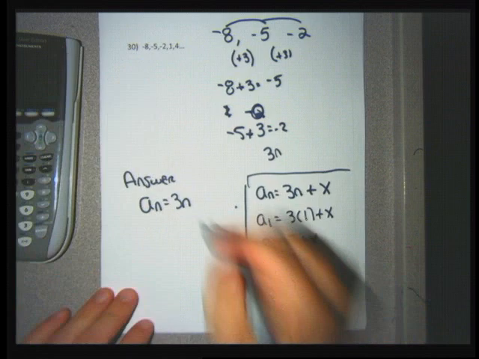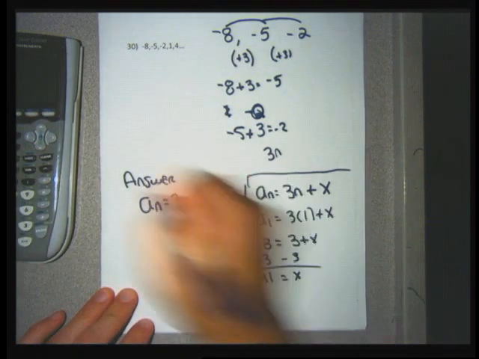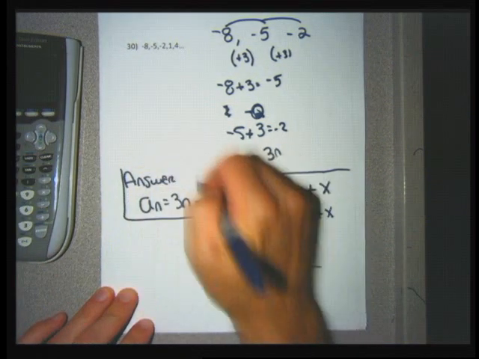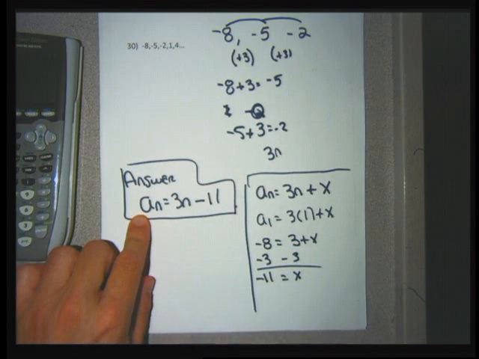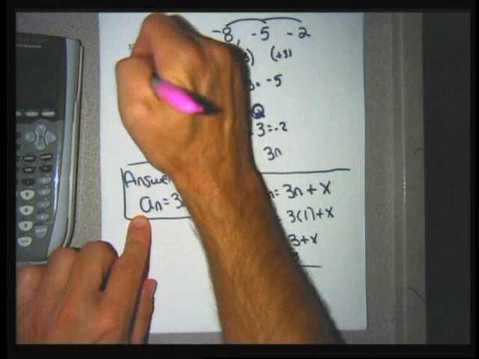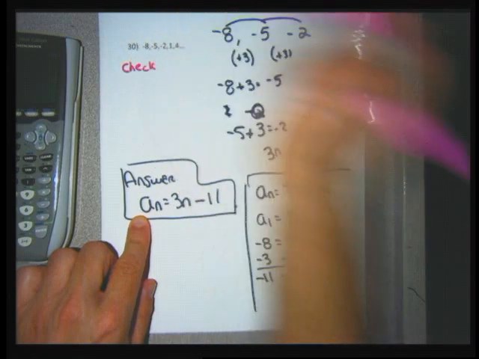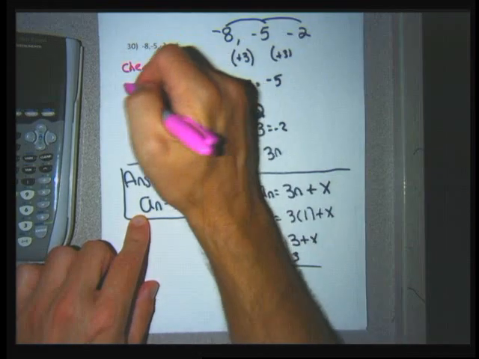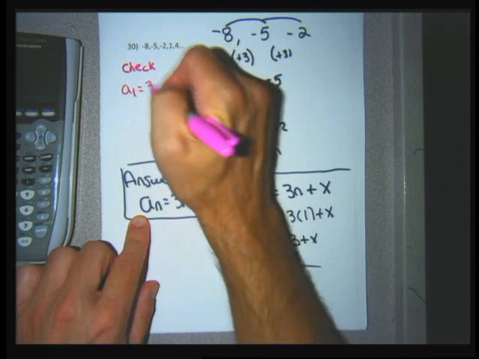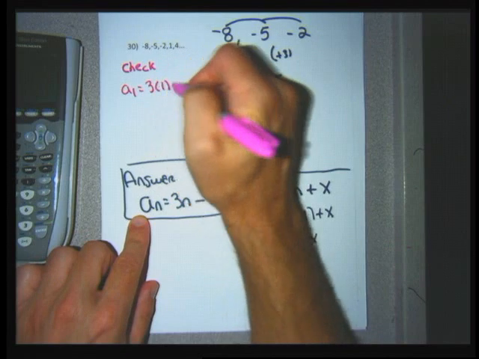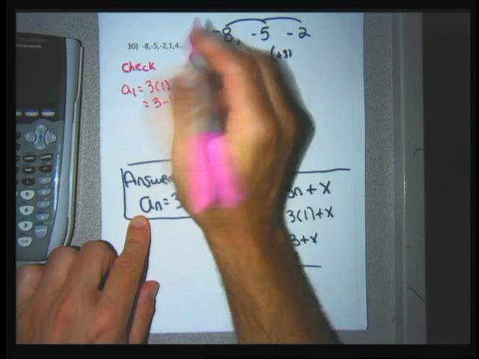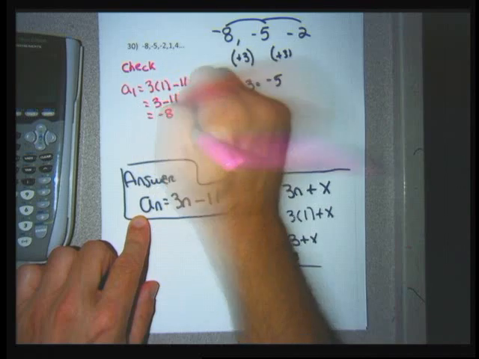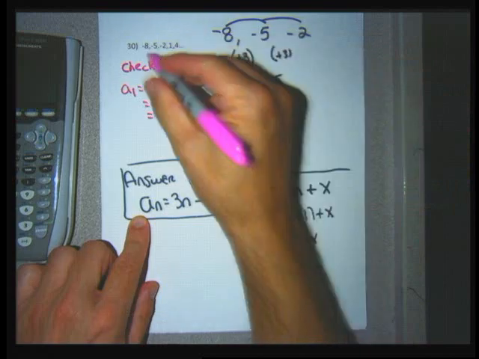So I claim that after the 3n, if I put a minus 11, I'm going to generate the list that I need to generate. Let me check it with the first two. So I'm going to check to make sure this actually generates the numbers, at least negative 8 and negative 5. So a sub 1 is going to be 3 times 1 minus 11, which is 3 minus 11. And 3 minus 11 is negative 8. So the formula generates the first number in the list.